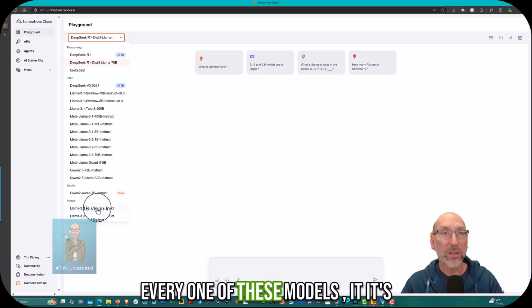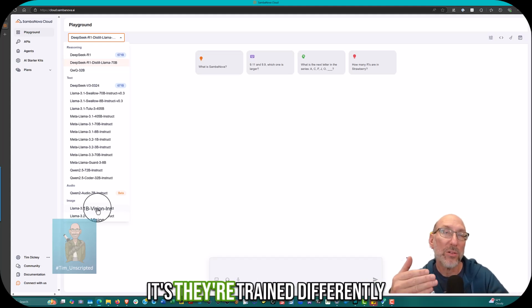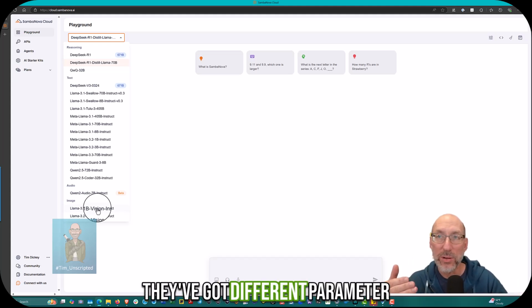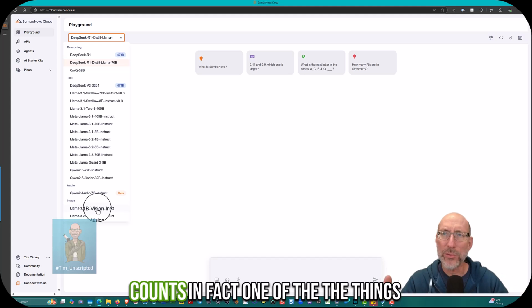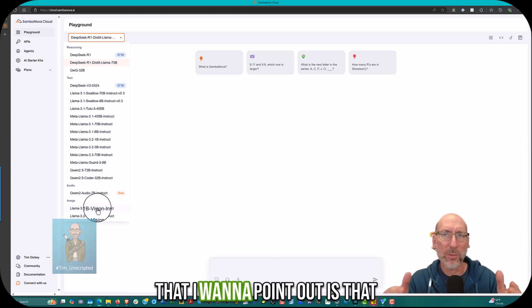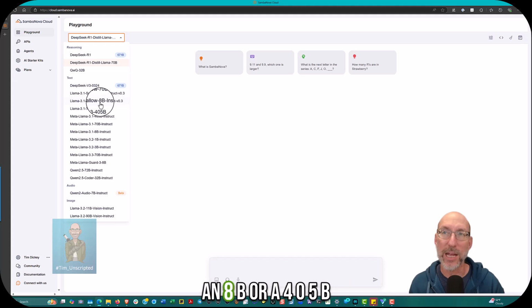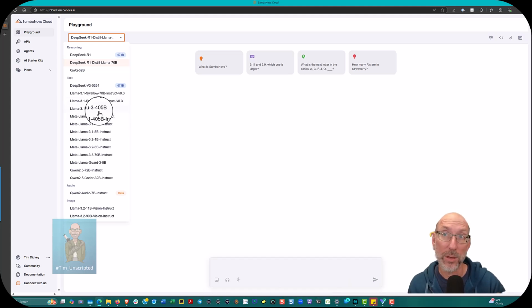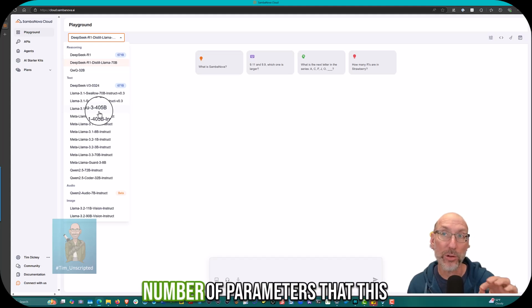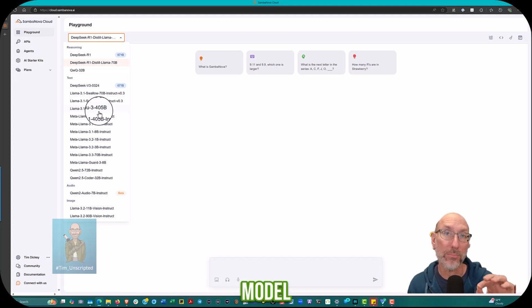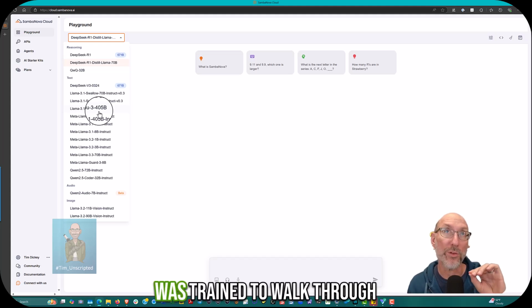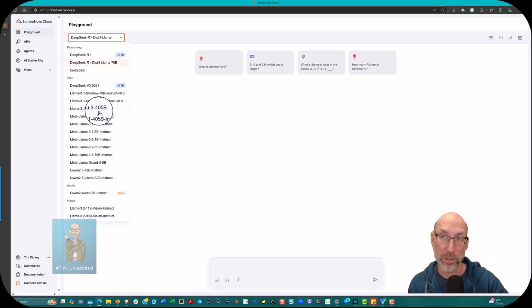Now, every one of these models, they're trained differently. They've got different parameter counts. In fact, one of the things that I want to point out is that whenever you see a 70B or you see an 8B or a 405B, what that indicates is the total number of parameters that this model was trained to walk through.